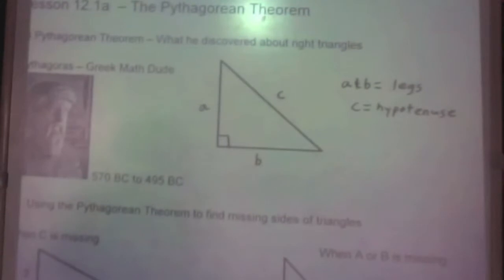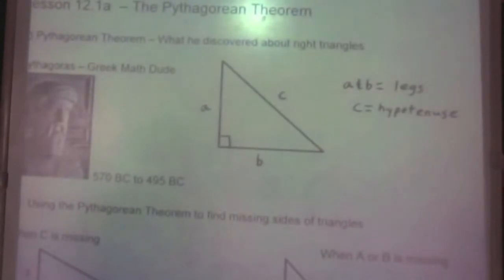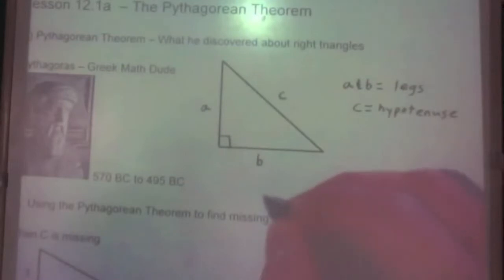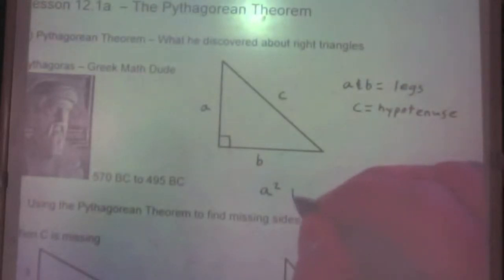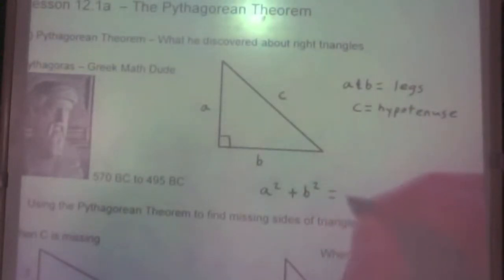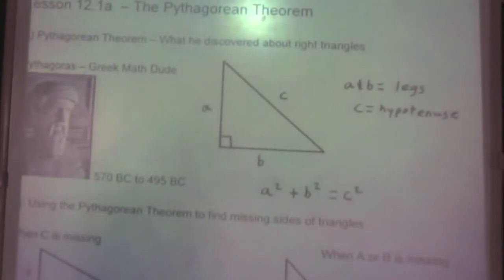And while Pythagoras was drawing out this triangle, he discovered that if you take side A to the power of 2, and add side B to the power of 2, you will get side C to the power of 2. Something he discovered way back when, and we're still using it today.